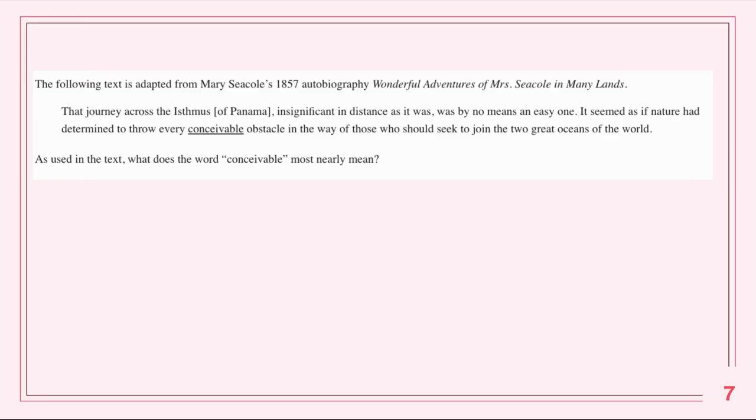Okay, so this one, I think it's easy to understand. I think the main idea is that she's on this journey and she's facing a lot of natural obstacles on this journey, on this Isthmus of Panama, which is how you can walk across two great oceans of the world, I guess. I don't know. And we're talking about this underlined word, conceivable. So I still have to figure out what it means, right?